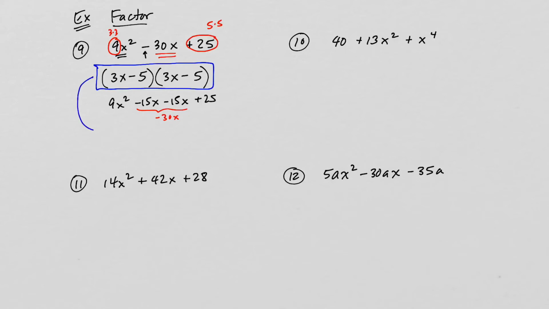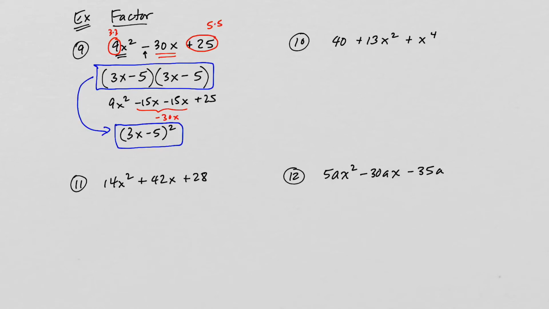But then we notice that each of the factors is the same, so that means we can simplify our answer by writing 3x minus 5 to the second power. So I didn't do a magic x for this problem because, again, if I do 9 times 25, we get 225. And finding the factors of 225 would be not impossible, but definitely time-consuming.